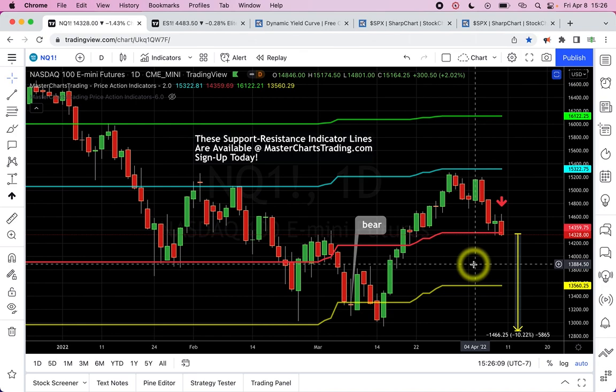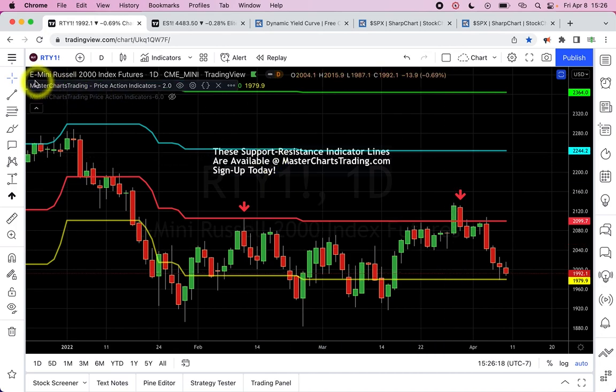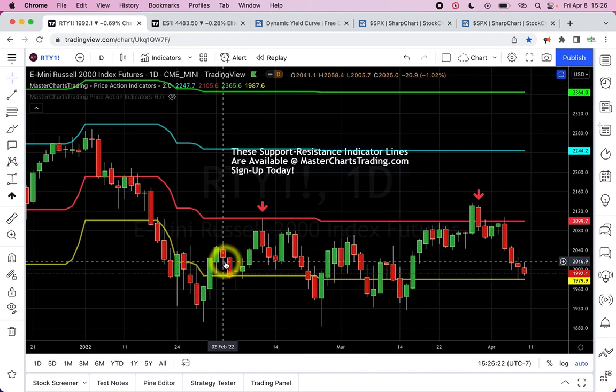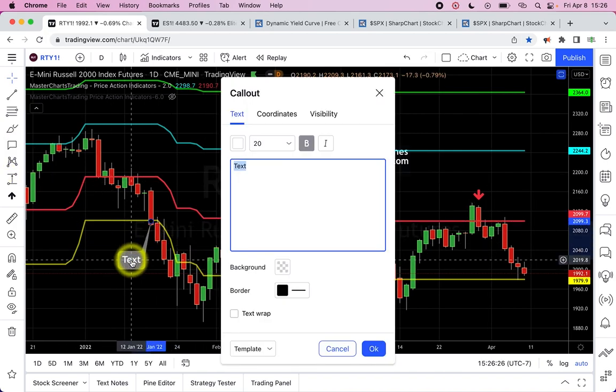But S&P 500 is still in a bull trend. So once again, I'm reluctant to take this trade. Having said that, here's Russell 2000, and this thing entered bear market even earlier. This was in January of this year.